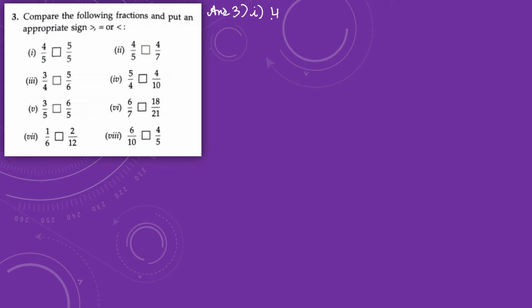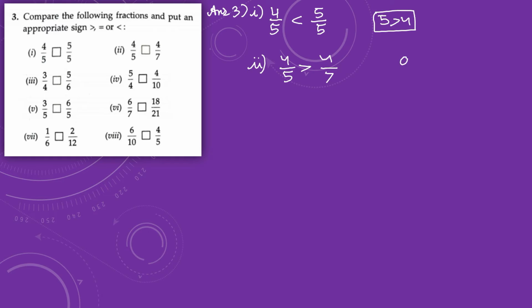Okay my friends, so first of all let's do the first part. So we have 4 upon 5 box 5 upon 5. It is pretty easy, the less than sign will come because 5 is greater than 4, that is, we can compare the numerators directly, as the denominators are same. For the second part, we have 4 upon 5 box 4 upon 7. This time it will be opposite, that is, 4 upon 5 is greater.